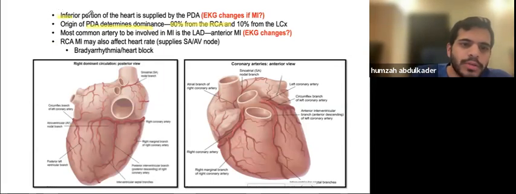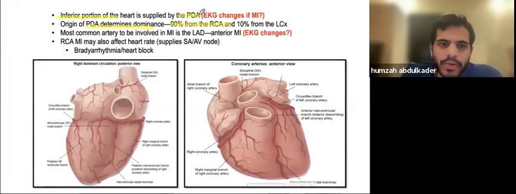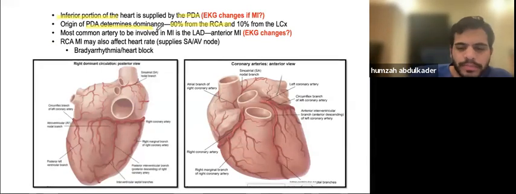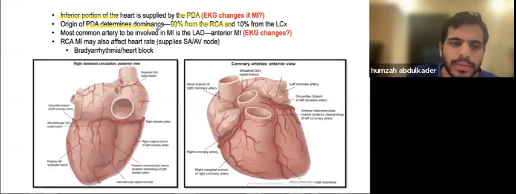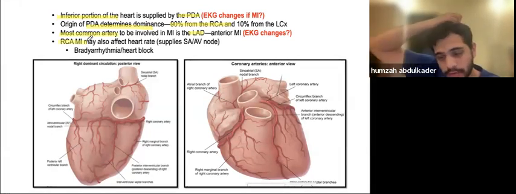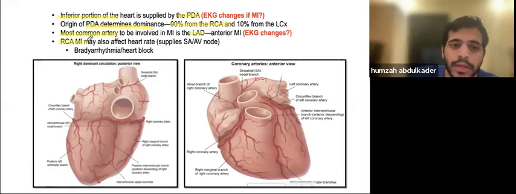Okay. And then the inferior portion of the heart is supplied by the PDA, sorry. It's important to know right versus left dominance, because they might ask a question about it. It's unlikely, but in case they do, it's important to know. Also, the most common artery for MI in general is the LAD, which would show an anterior MI. It's also important to know that the right coronary artery supplies the SA and AV node. And so if the right coronary artery is occluded, it could lead to bradyarrhythmia or a heart block.